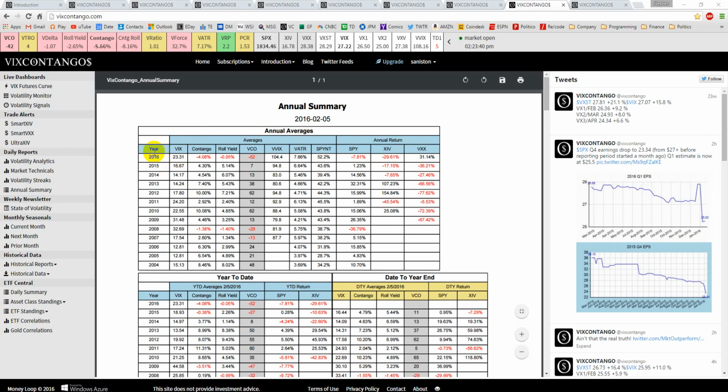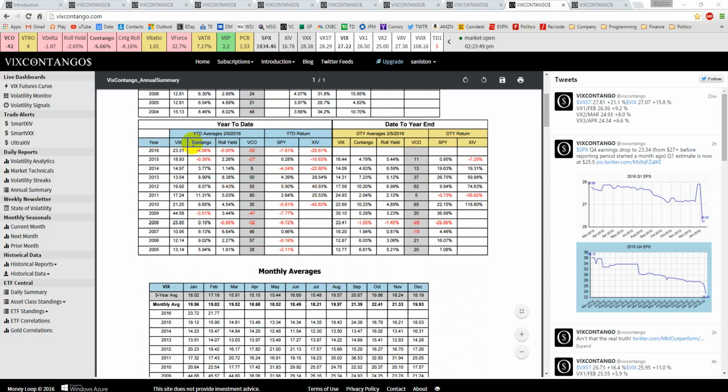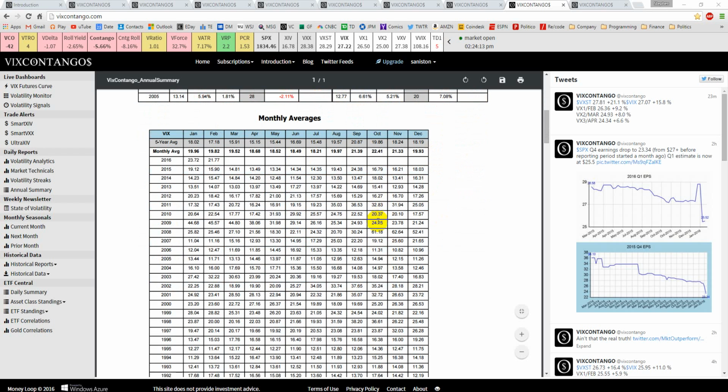So we have those for all the time periods since the VIX futures market started trading in 2004. Next, we have year-to-date averages for all of these parameters for the VIX, contango, roll yield, VCO, as well as the year-to-date return. And we also have the performance from this date to the end of the year. So for prior years, we calculate the date-to-year-end averages and the returns.